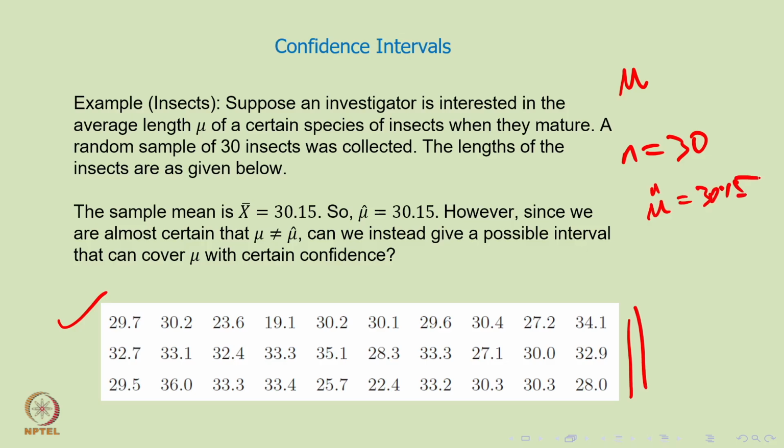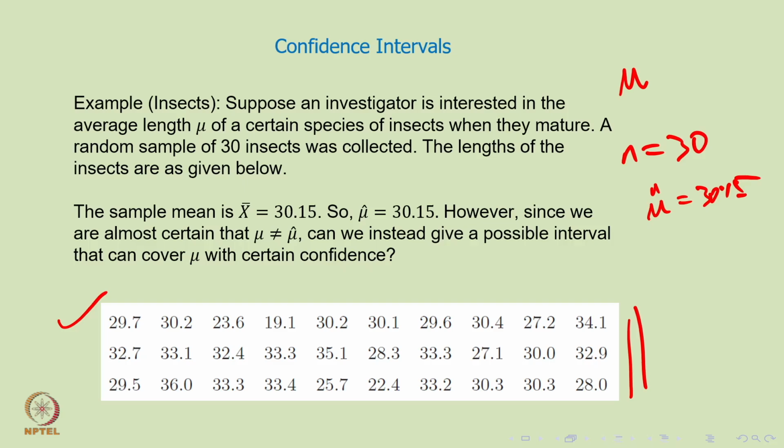But now can we do better? Better in what sense? Can we have some sort of an interval around mu rather than a point estimator? You can pause the video and digest what you're trying to achieve here and what the data set is. Just to summarize, you have insects data, and each value in the table below gives you the length of a certain species of insects when they mature. Now you have to find a rough idea about the average length of those species.